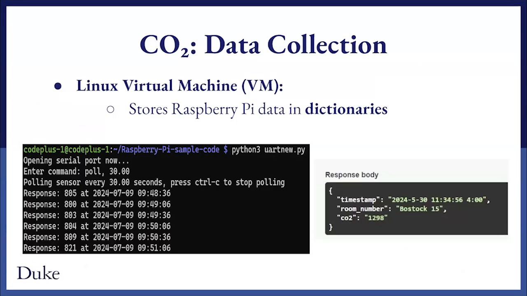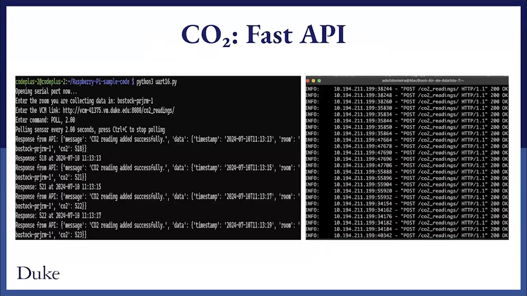Our data collection for that, as I said, is in a Linux virtual machine. We are storing this Raspberry Pi data in dictionaries. In the left image, you can see a sample reading. It's just the number of CO2 in parts per million. But in the next slide, we saw that it could be improved, so we improved it to add the timestamp and the room it's being collected in. On the right side, it's the endpoint in the API sending that data.